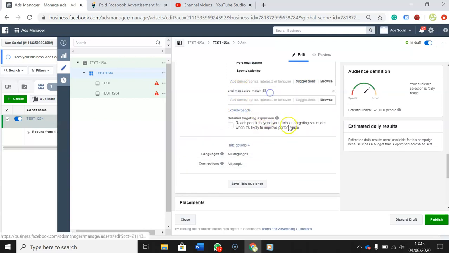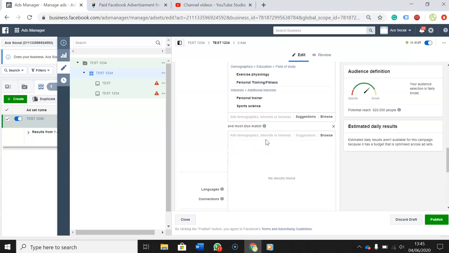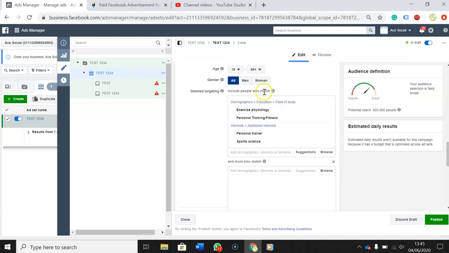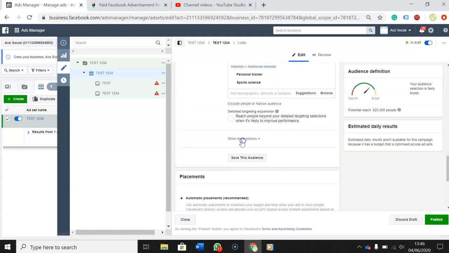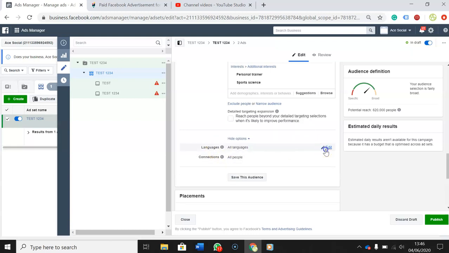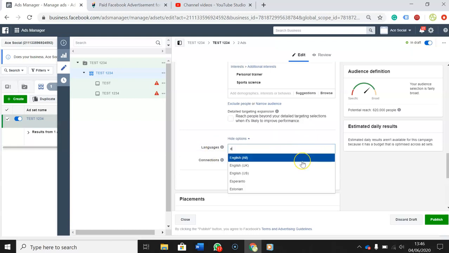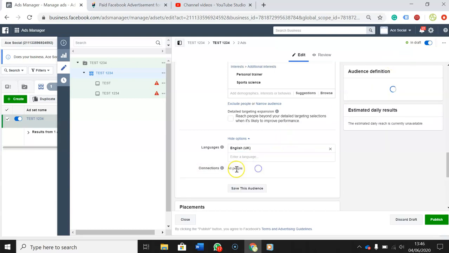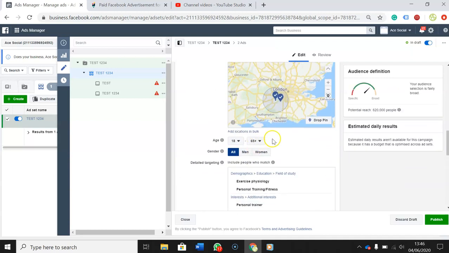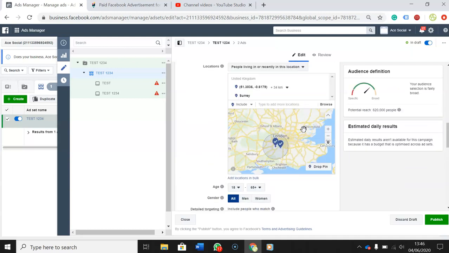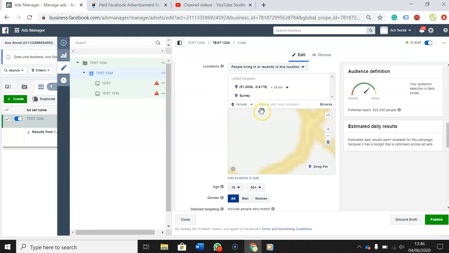A couple of other things you can do. You can narrow the audience. So people must match any of these, and they must match one of these that you put in. You can also do further targeting to people who speak your language. So English, UK, and then you can save this audience. So that's essentially how to select an audience and how to do your location and your detailed targeting.